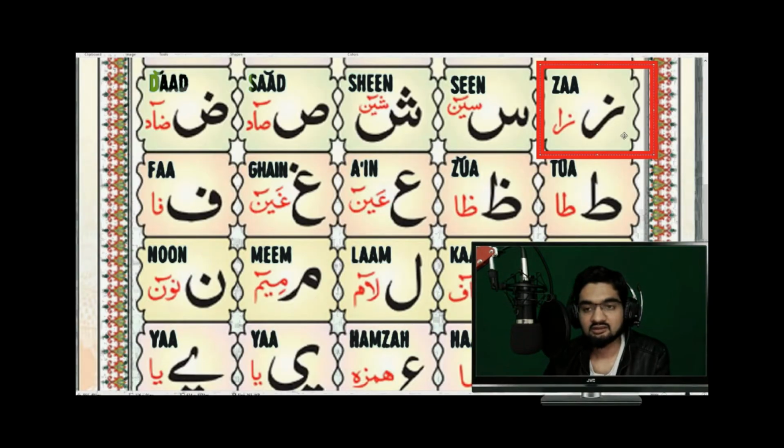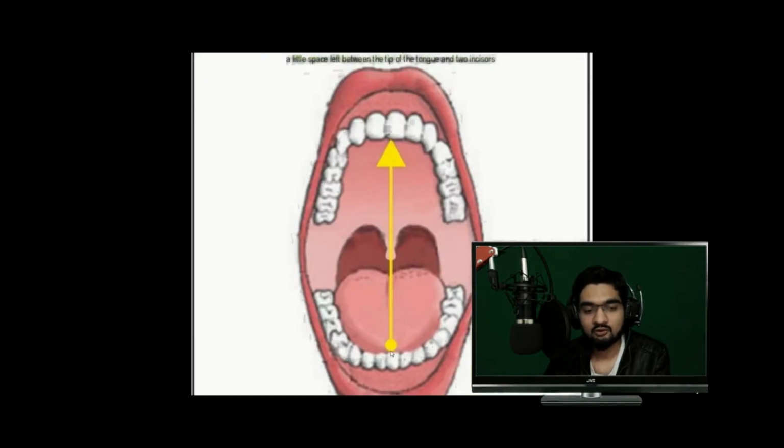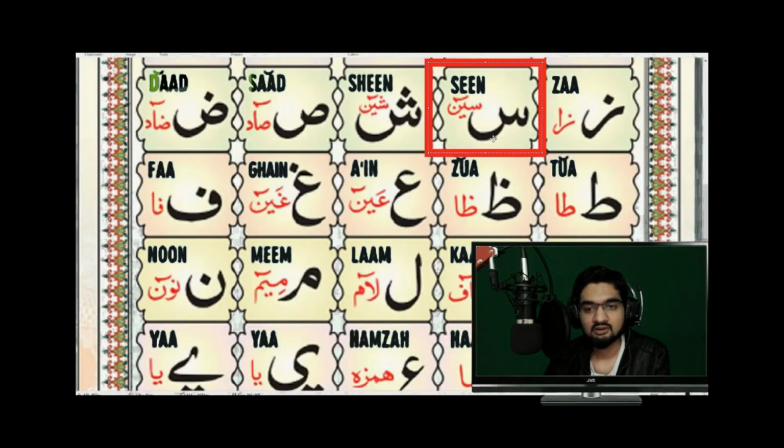The next letter is Z. It is a very strict sound. When the tip of our tongue goes very close to the front top teeth, that is how the sound of Z is originated. But the tip of our tongue will not actually touch the teeth. It will go very close to the top front teeth.